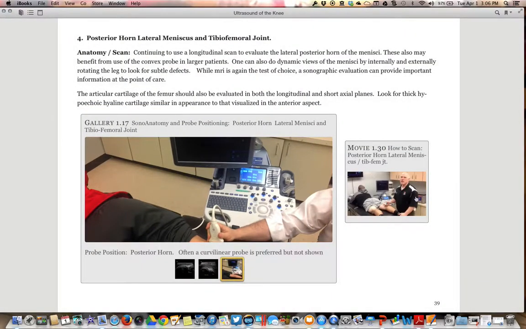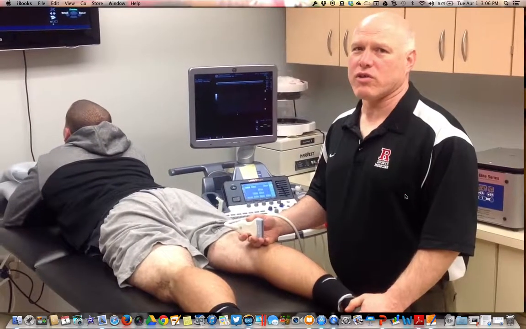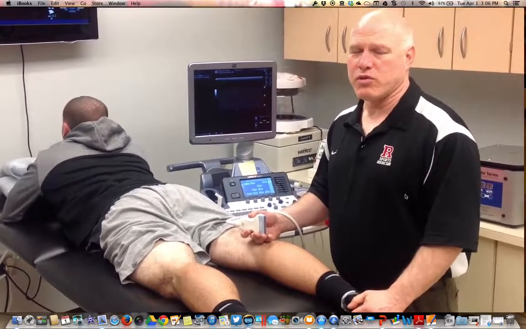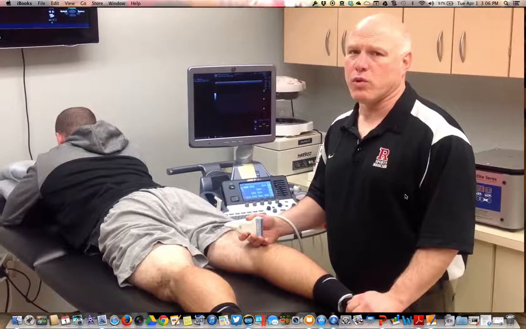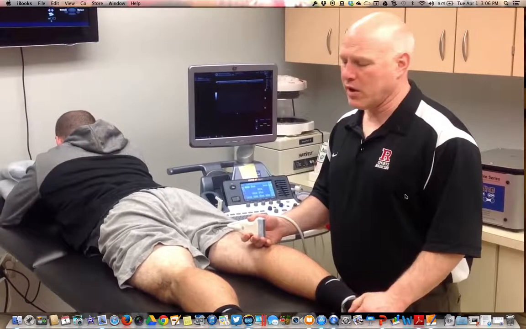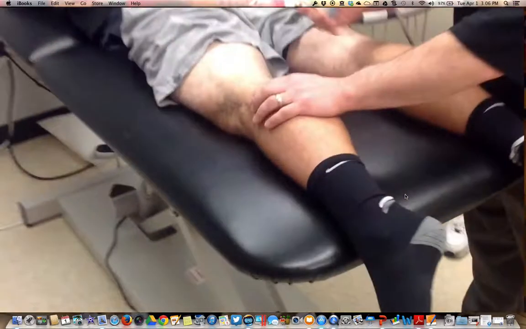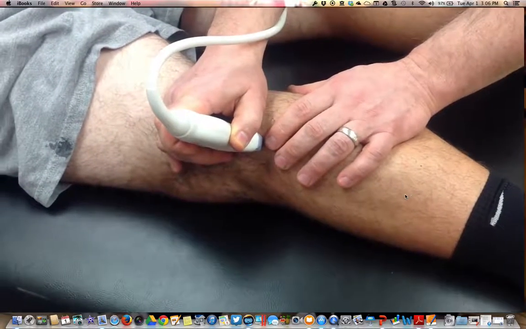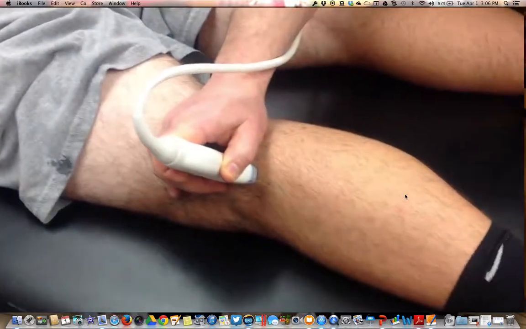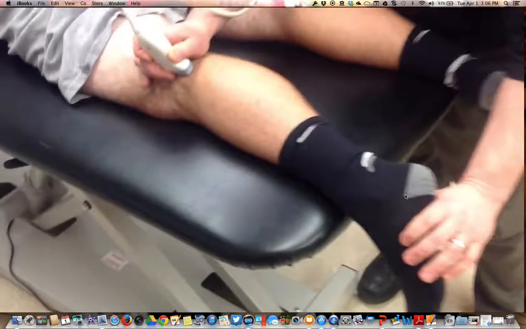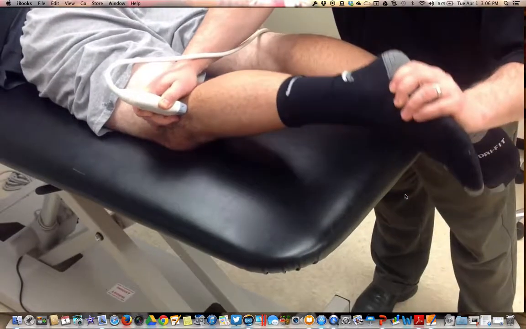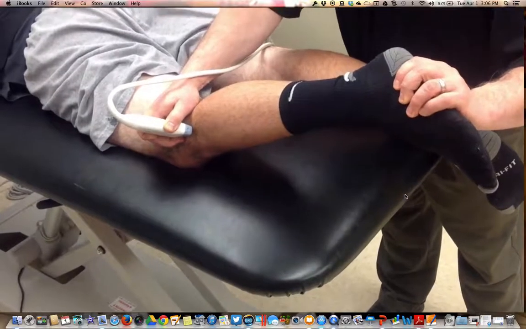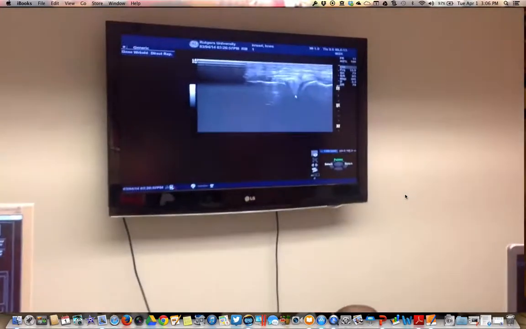Let's take a look at how we scan this area. The next structure we want to look at on the posterior lateral aspect of the knee is the posterior horn of the lateral meniscus. We're going to find our bony landmark of the fibula, place the probe down over the fibula. I will then come up till I see where the joint is. Once I'm in this location, I then just need to toggle the probe slightly, bring the leg up to find the lateral meniscus sitting in this triangle here.